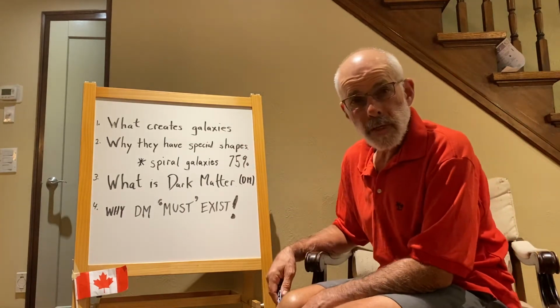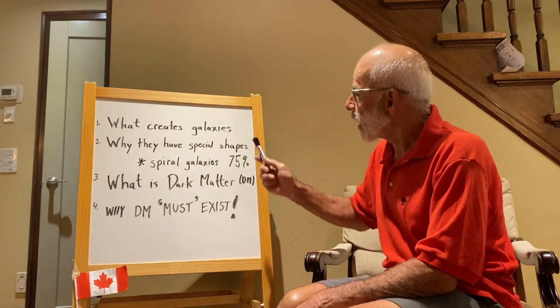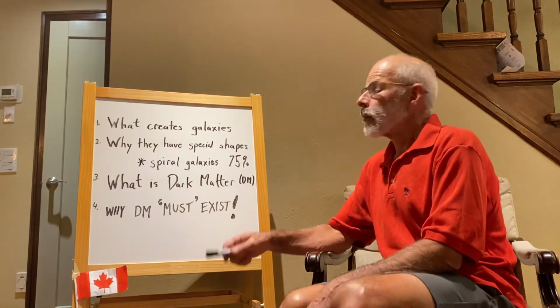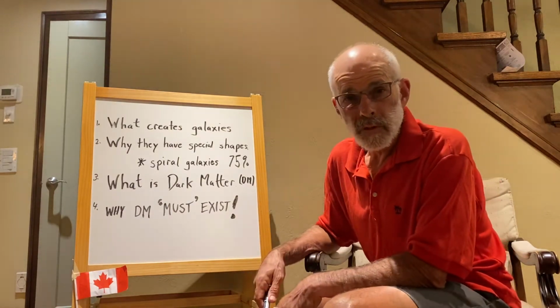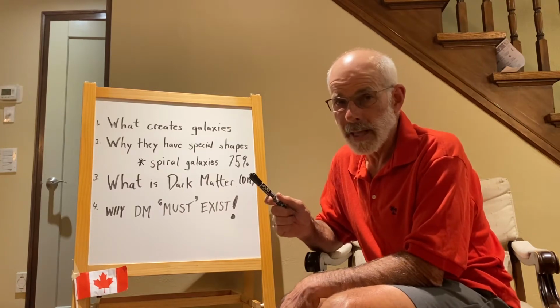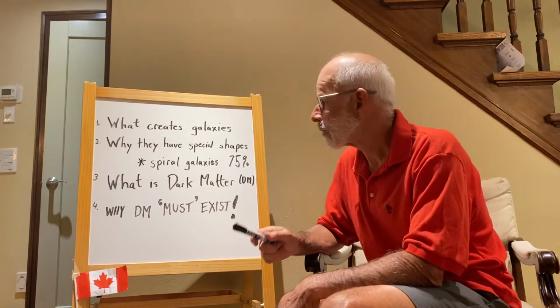Number one, what creates galaxies? Two, why they have special shapes, why there are all kinds of weird ones. Most importantly, about 75% are spiral galaxies. And really, you'll soon see why. The spiral galaxies are the key galaxies in terms of gleaning information.